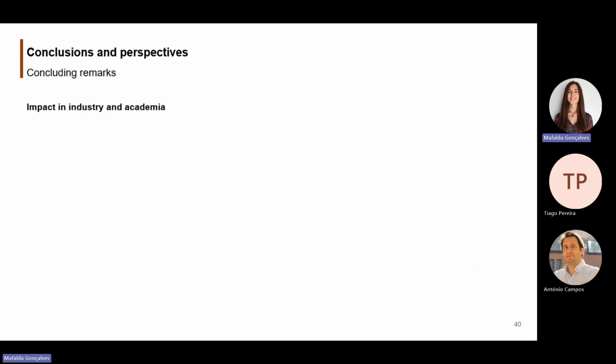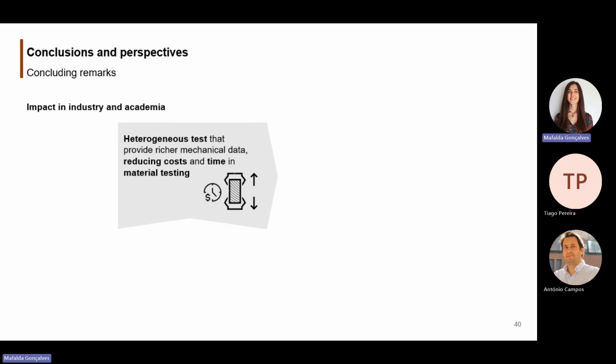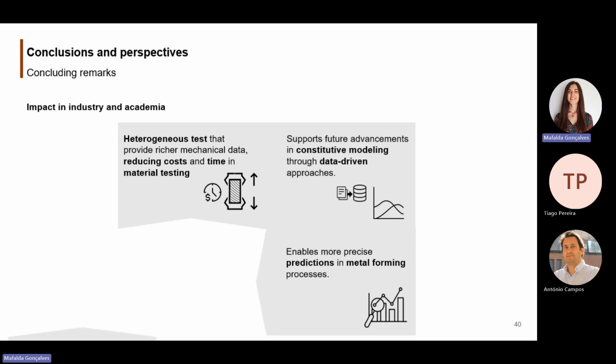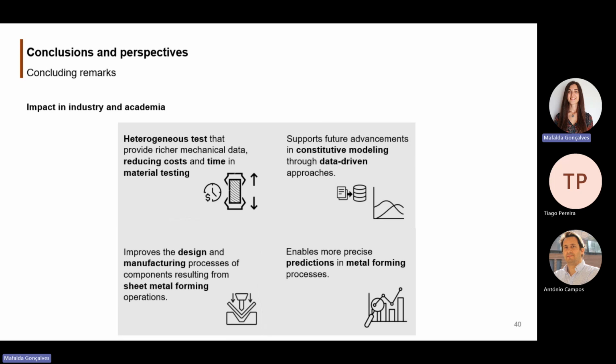Regarding the impact in industry and academia, a heterogeneous test was proposed that provides richer mechanical data, and it aims at reducing costs and times in material testing. This mechanical data can be used to support further advancements in constitutive modeling through data-driven approaches, and this enables a more precise prediction in metal forming processes, improving the design and manufacturing process of components resulting from sheet metal forming operations.